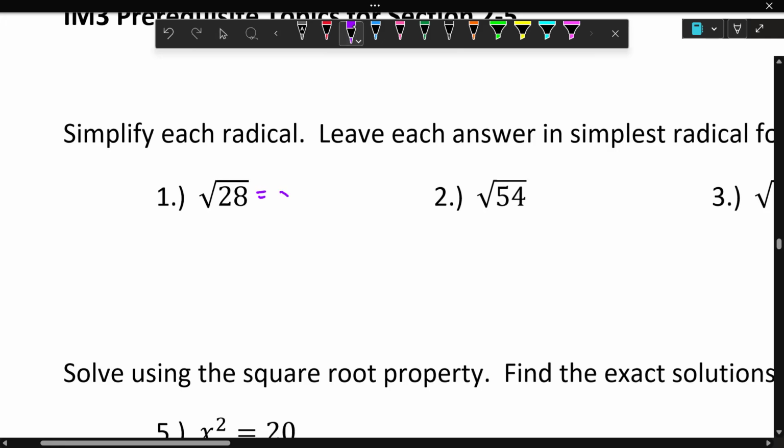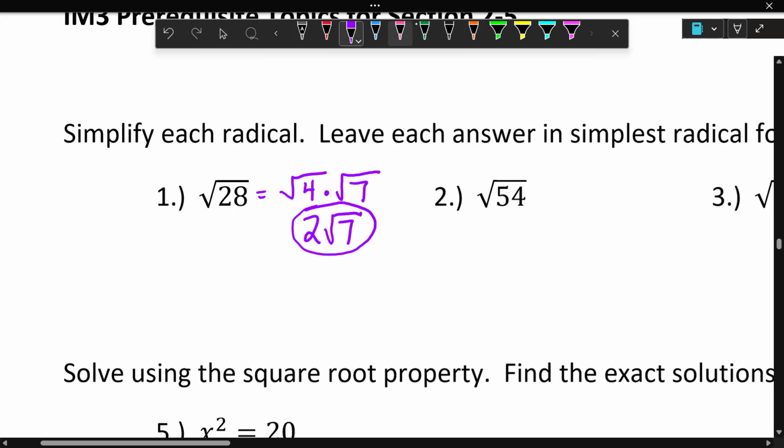So we can do this one of 2 ways. We can split this up into root 4 and root 7. Square root of 4 is a perfect square. It's the biggest perfect square that goes into 28. So of course, square root of 4 is 2. We can't do anything to the square root of 7. It's prime. So that's what we got.